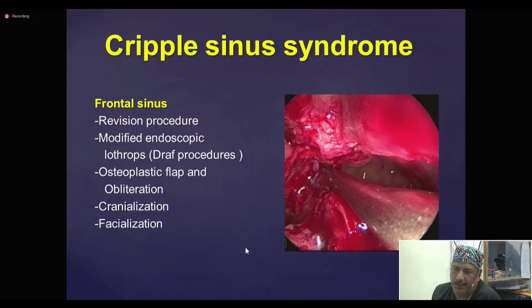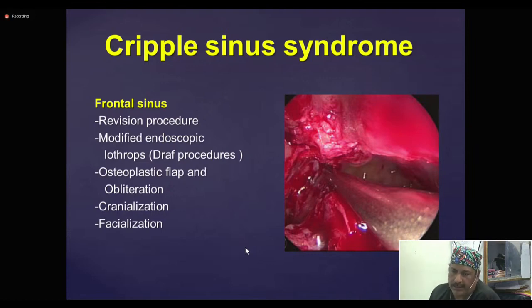And in order to prevent outside deformity, you can use bone cement or something to line for the camouflage, and the skin can come over it. That is facialization. This was described by Riedel, long back. Riedel's procedure, it is commonly known as.